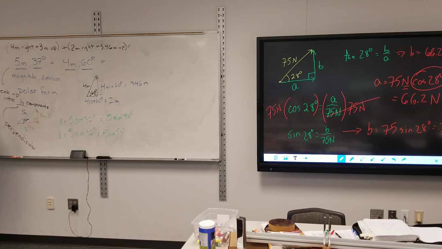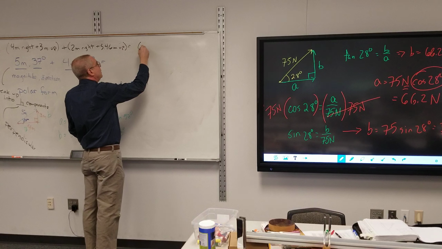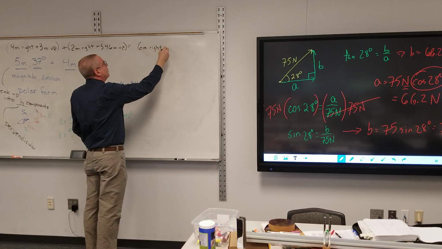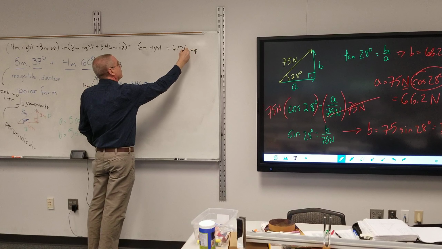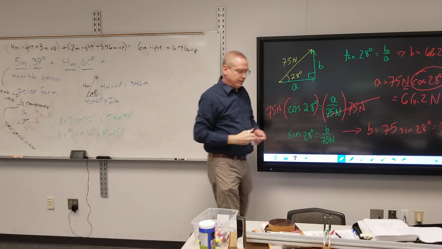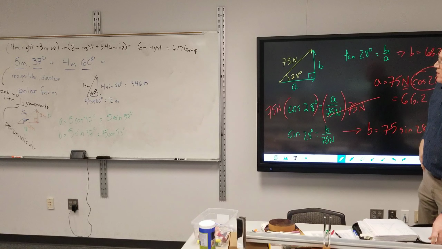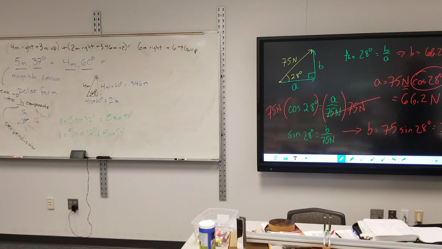If we add these, what do we get? 6 meters to the right, and 6.46 up. Units there. All right, so we got 6 right and 6.46 up. I will tell you, having to write out the words right and up, oh, so much writing. Is there a simpler way?